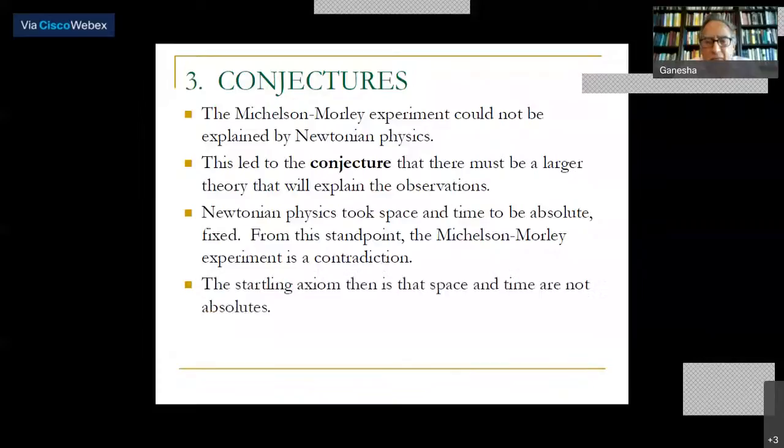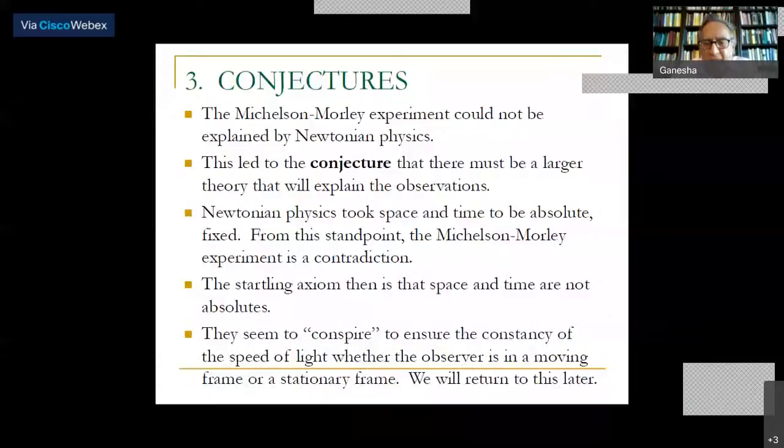The startling axiom is then that space and time are not absolutes. They seem to conspire to ensure the constancy of the speed of light, whether the observer is in a moving frame or a stationary frame. So I want to put this in front of you to show you how careful observations led to a conjecture of a higher theory. Of course, we all know this is relativity theory, but at the time the Michelson-Morley experiment was done, this was not known. So in mathematics, I just want to highlight one remarkable contribution of Ramanujan.